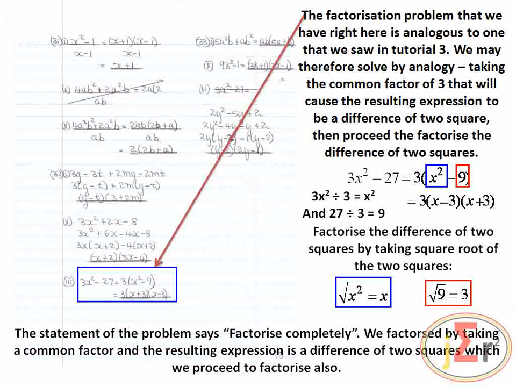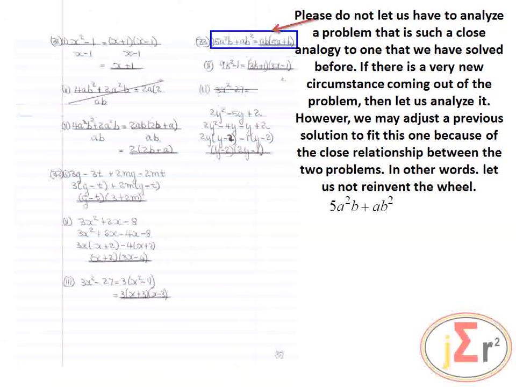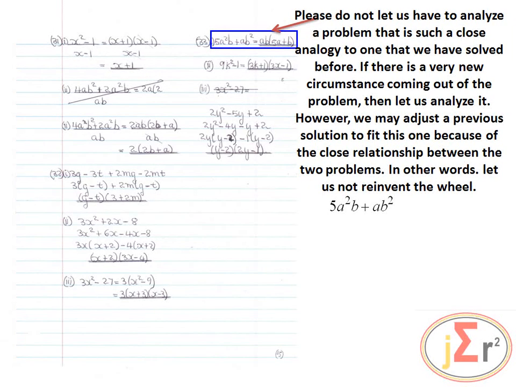Again, please let us not have to analyze a problem that is such a close analogy to one that we have solved before. If there is a very new circumstance coming out of the problem, then let us analyze it. However, we may adjust a previous solution to fit this one because of the close relationship between the two problems. In other words, let us not reinvent the wheel.